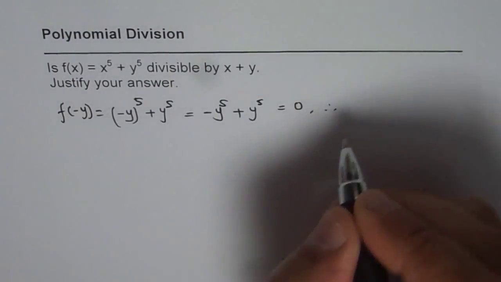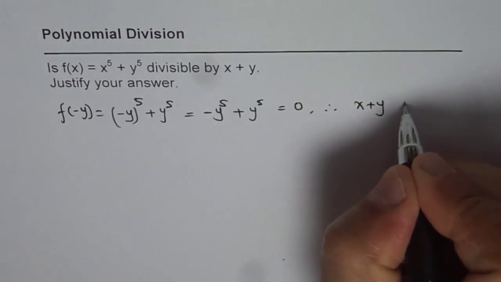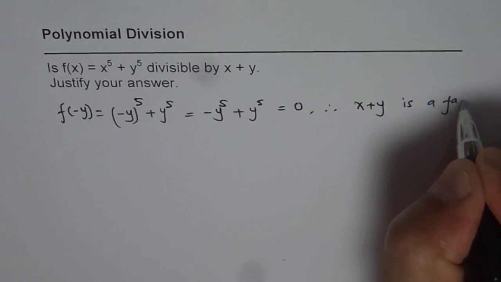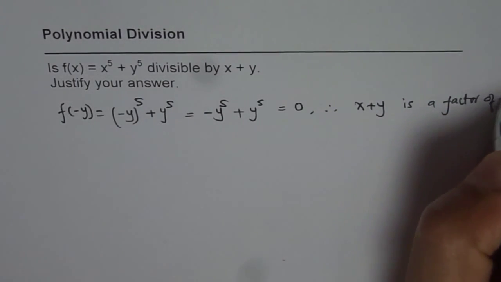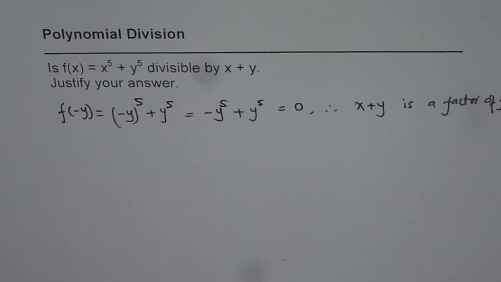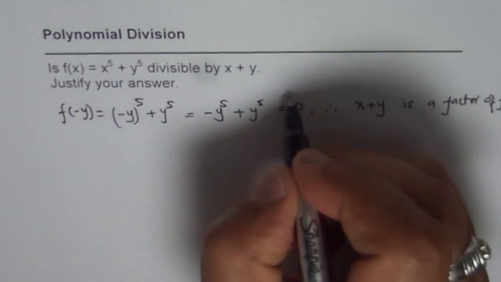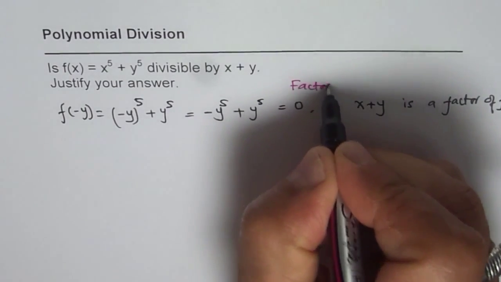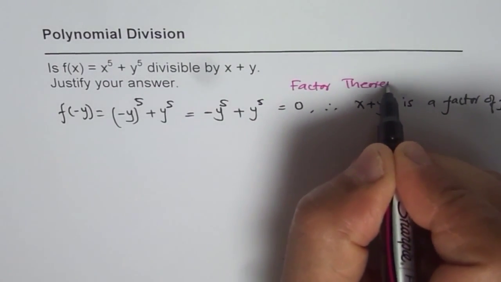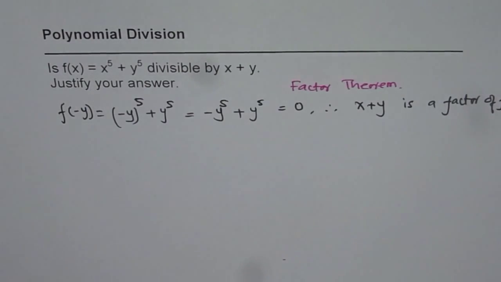Therefore, x plus y is a factor of f of x, correct? So that's the explanation which you can give using the remainder theorem. So what we applied here is the remainder theorem, or you can also say the factor theorem. The factor theorem says that x plus y is a factor of the function f of x if f of minus y is equal to 0, right? Or the remainder is 0.